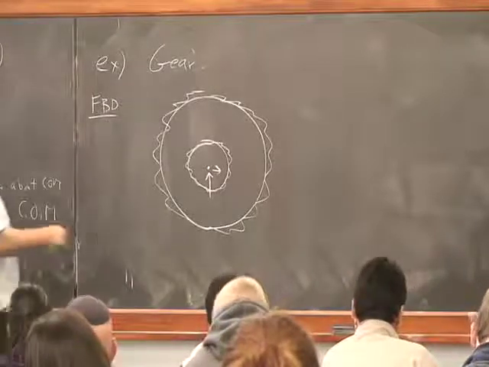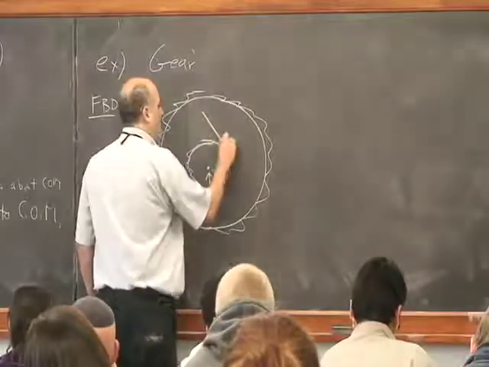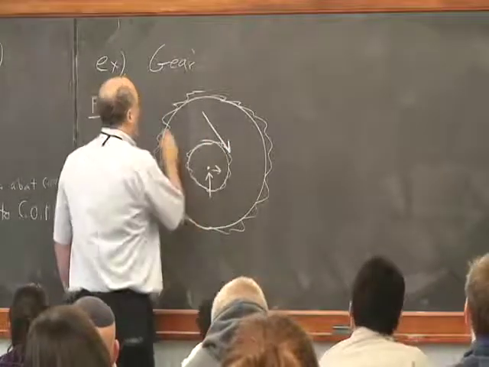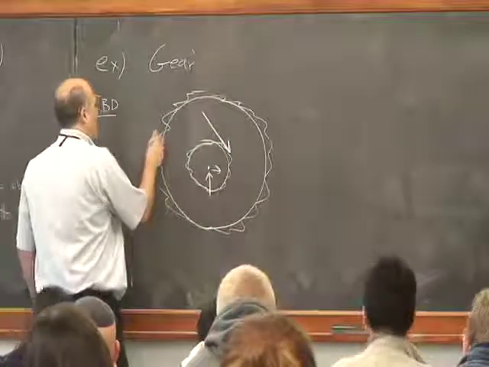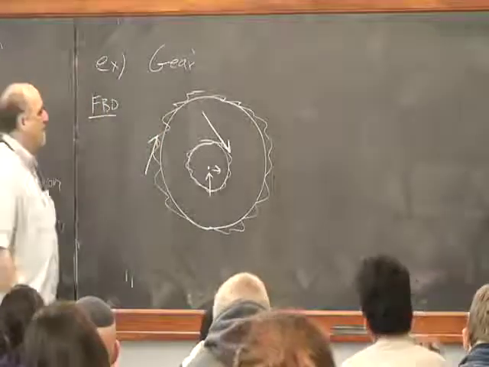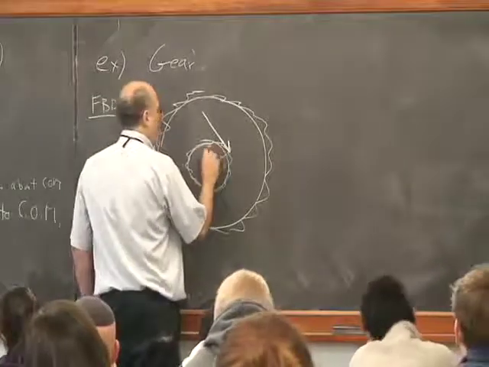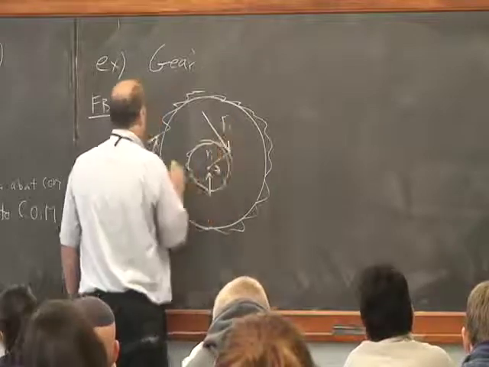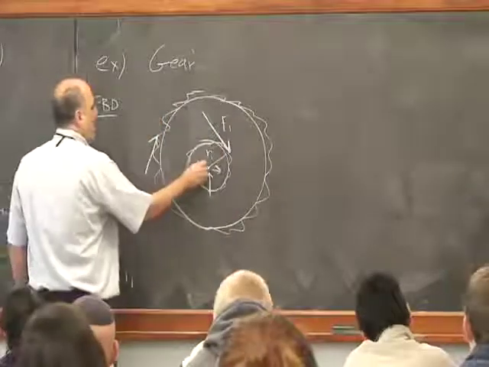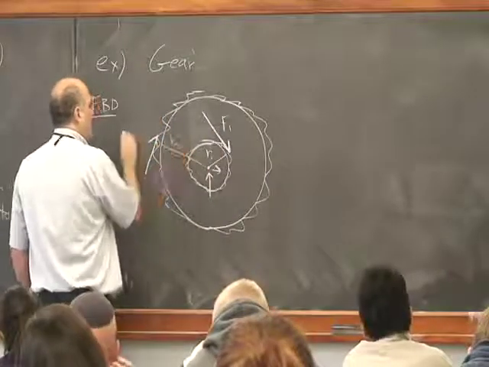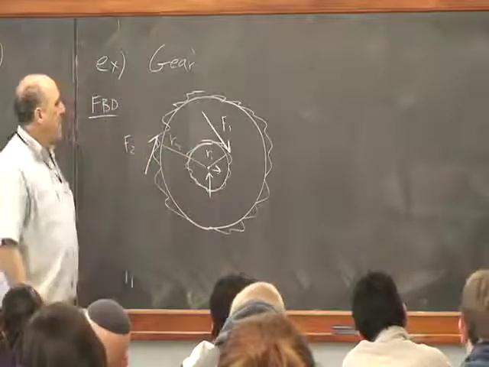Then this gear is touching some other gear, which applies a force to it here. And it's touching some other gear, which applies some force to it here. So this gear maybe has an inner radius R1 and some force F1, and it has some outer radius R2 and some force here F2.